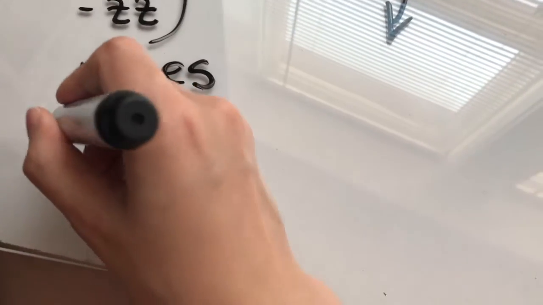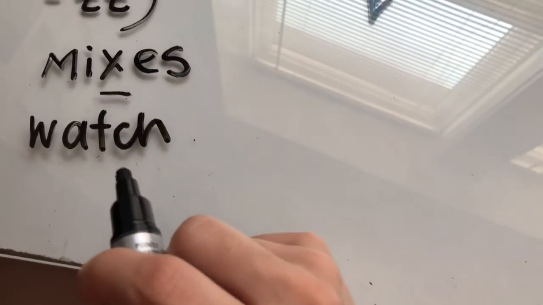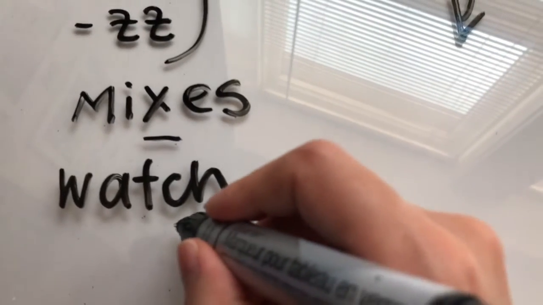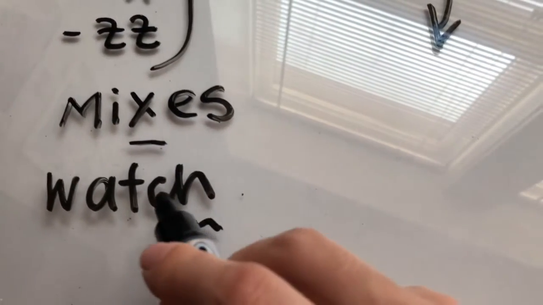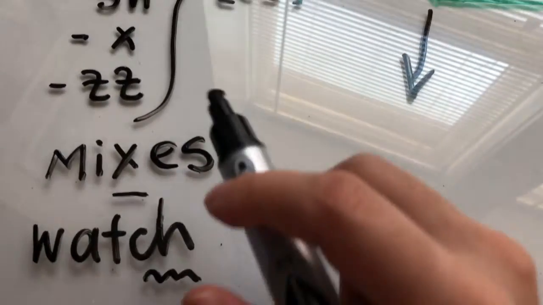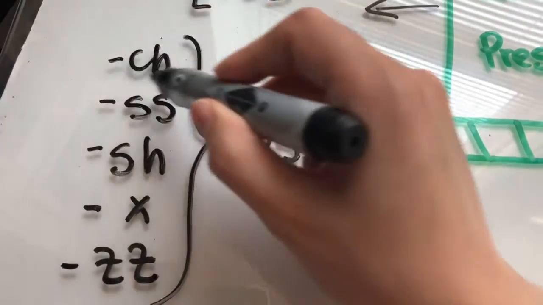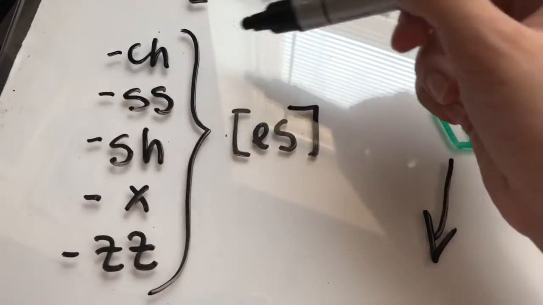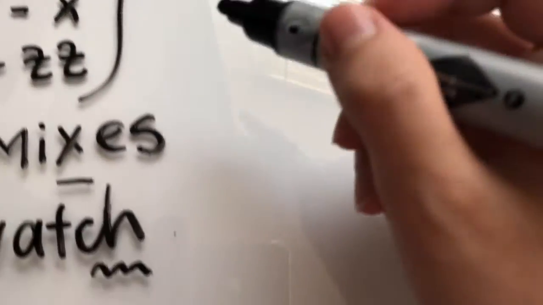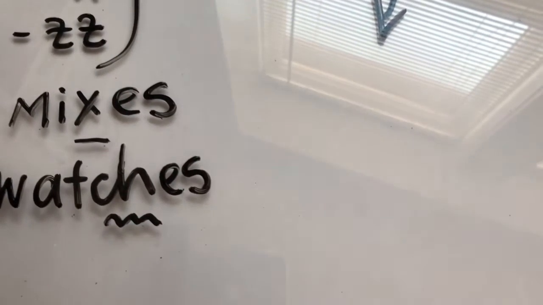What about watch? For example, she watches TV. Watch ends on the following combination: ch. Is ch on our list? Yes, it's right here, ch. That's why we add an ending es. Watch becomes watches.